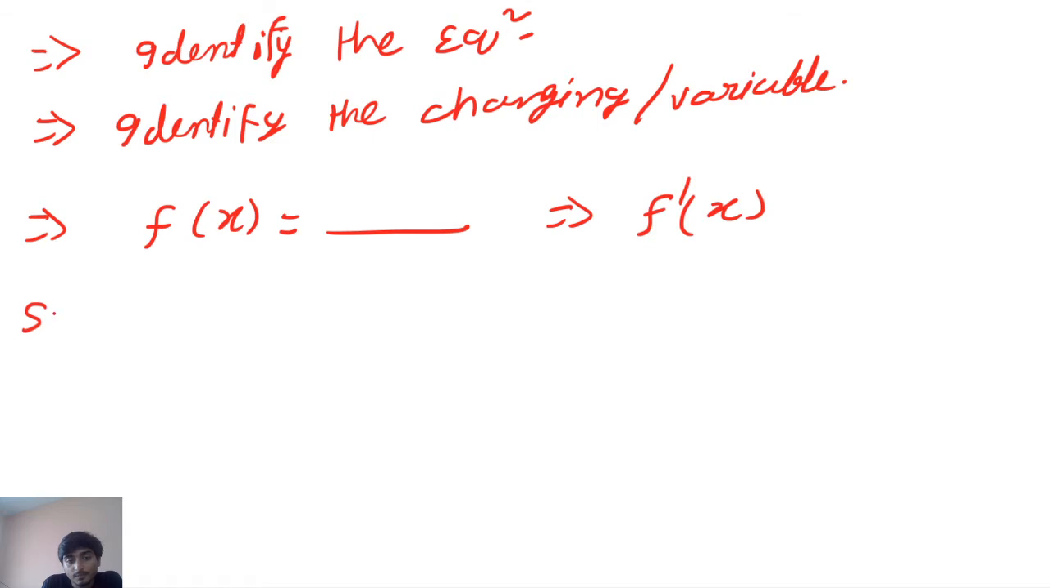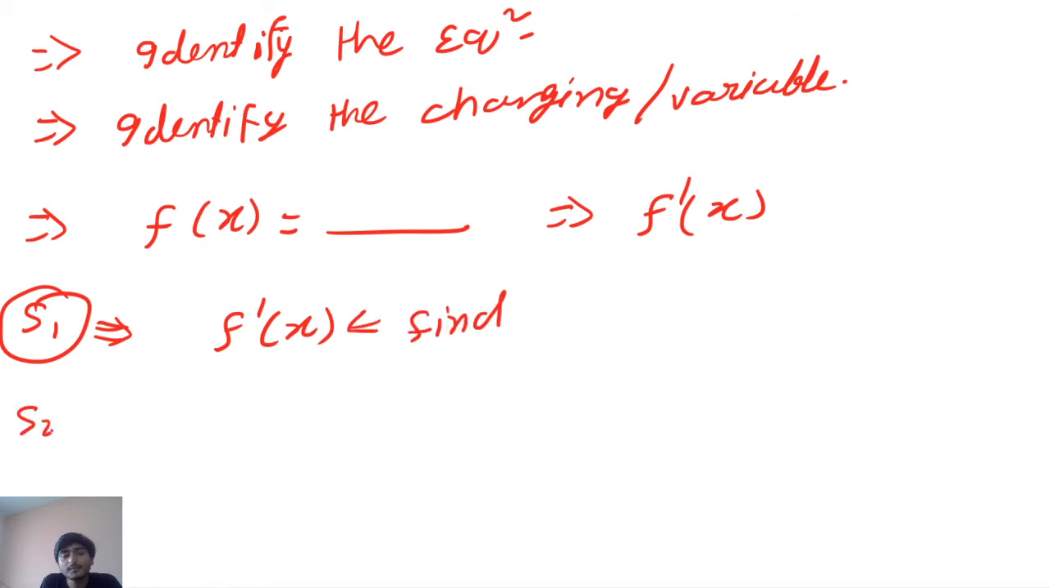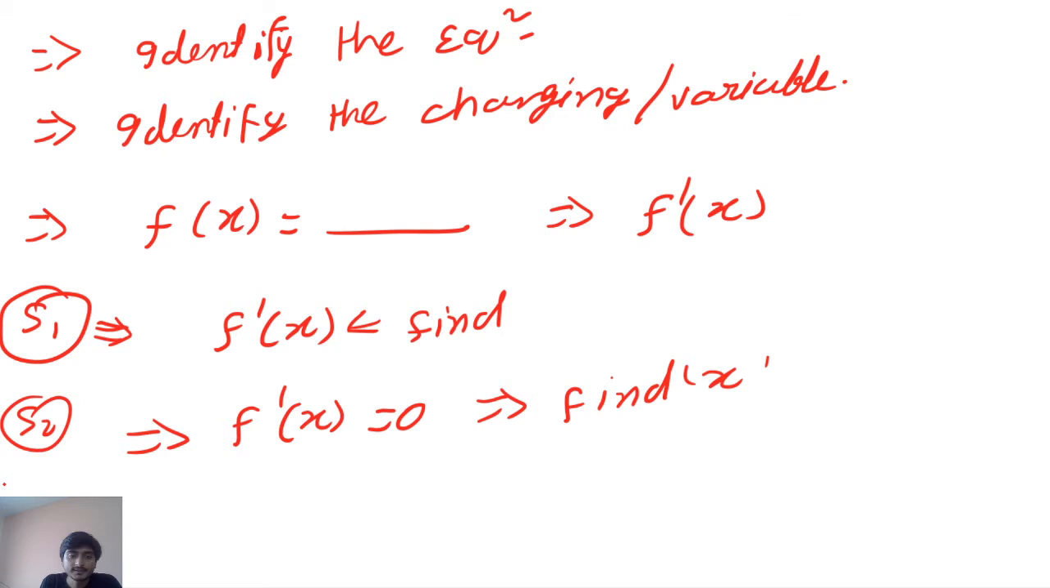Now step one of the solution: first find out f dash of x. Step 2: equate f dash of x equal to 0 and find x. Step 3: once you know the value of x, find out f of x. Assume x can have two values, x1 and x2, so find out f of x1 and f of x2.